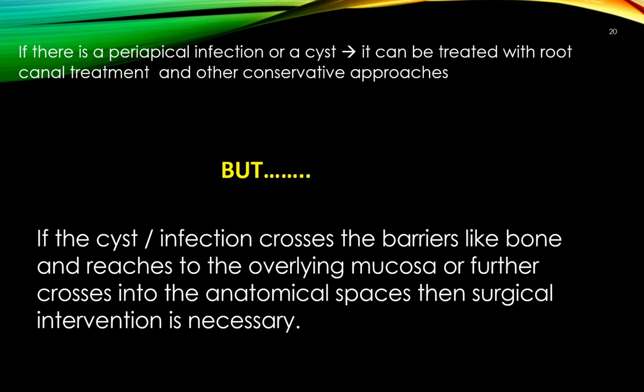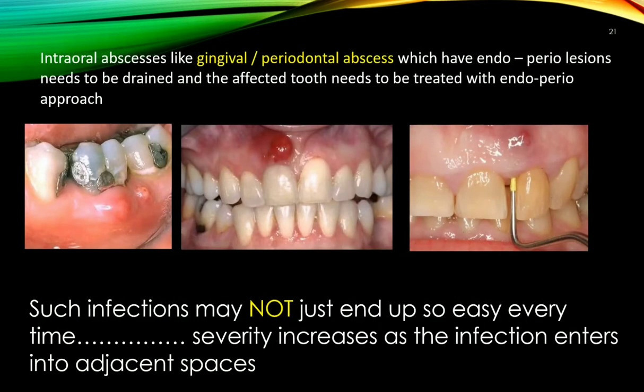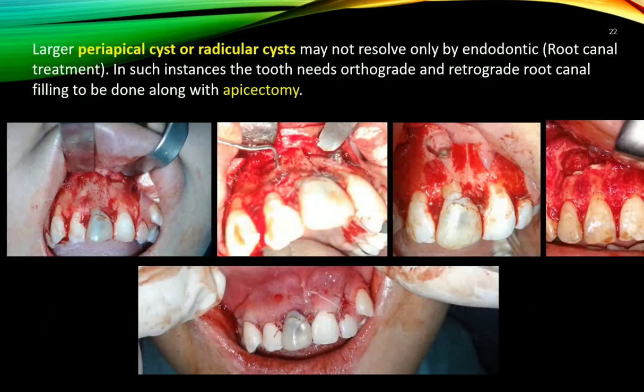Not all things need surgical intervention. If it is very small, it can be treated by root canal treatment or other conservative approaches. But if it crosses the barriers, then a surgical intervention may be necessary. As shown in this picture, three pictures show gingival or periodontal abscess which have endo-perio lesion and need to be drained off, and affected teeth to be treated by RCT.